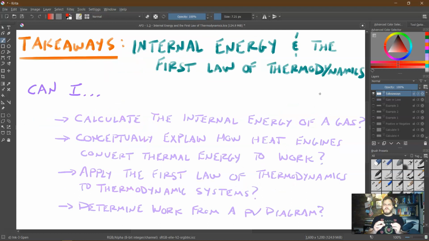So these are the final takeaways for arguably the most important lesson in the entirety of the thermodynamics unit on internal energy and the first law. So at this point, can you, 1, calculate the internal energy of a gas if you know its temperature? 2, can you conceptually explain how heat engines convert thermal energy into useful mechanical work? 3, can we apply the first law of thermodynamics, delta U equals Q plus W, to thermodynamic systems, remembering when every piece should be positive or negative? And lastly, can we determine the work either done on a gas or by a gas from a PV diagram?